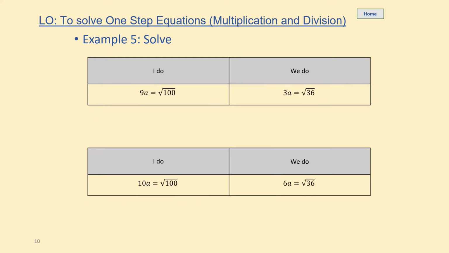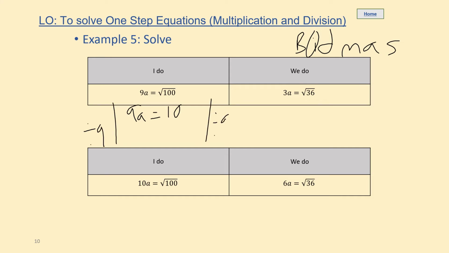Okay, final set, example 5. We've got 9A equals the square root of 100. I'm going to do the square root of 100 first, because of brackets, indices, division, multiplication, addition, subtraction. We've actually got the square root, so we look at that first. The square root of 100 is 10. Then we divide both sides by 9. So A equals 10 divided by 9, so that's 1 1/9. Have a look at the other side.